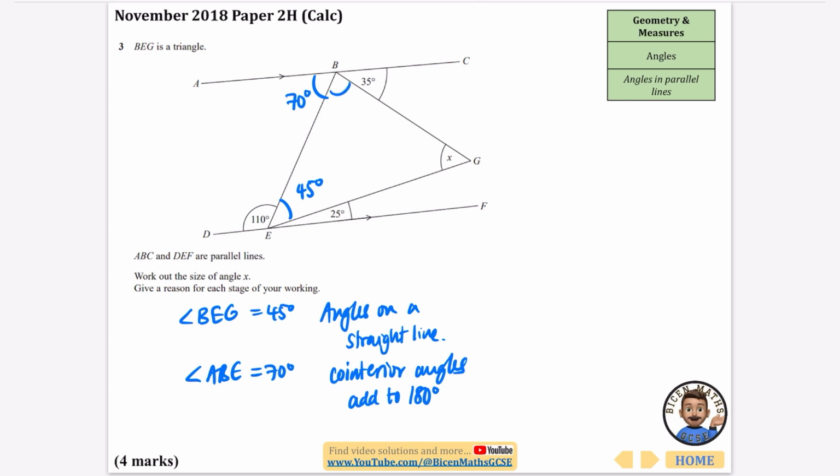Now I'm going to find out what this one at the top is. So I have the 70 plus 35, that's 105. So that must be 75 degrees. So I'm going to say now that angle EBG is equal to 75 degrees, and that's angles on a straight line.